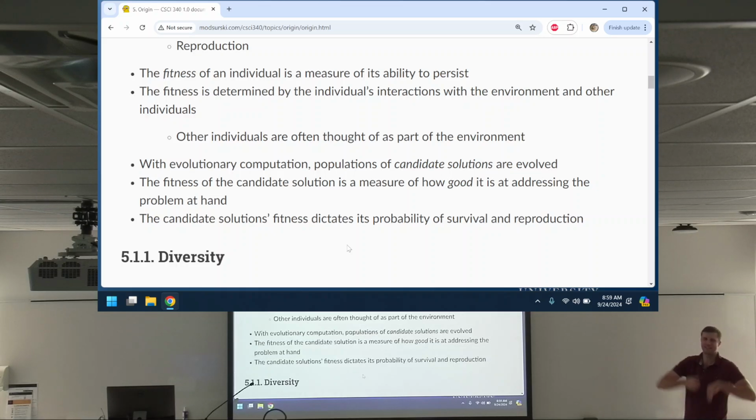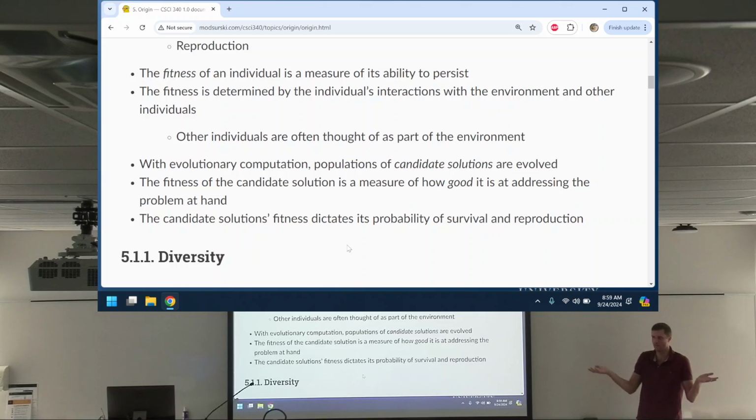Whereas us, we just exist in our environment. And what does it mean to be good in our environment? Well, we don't really have a say over that. Our environment sets that. But in evolutionary computation, we can flip it, because we get to design the environment to say what's fit and what's not.